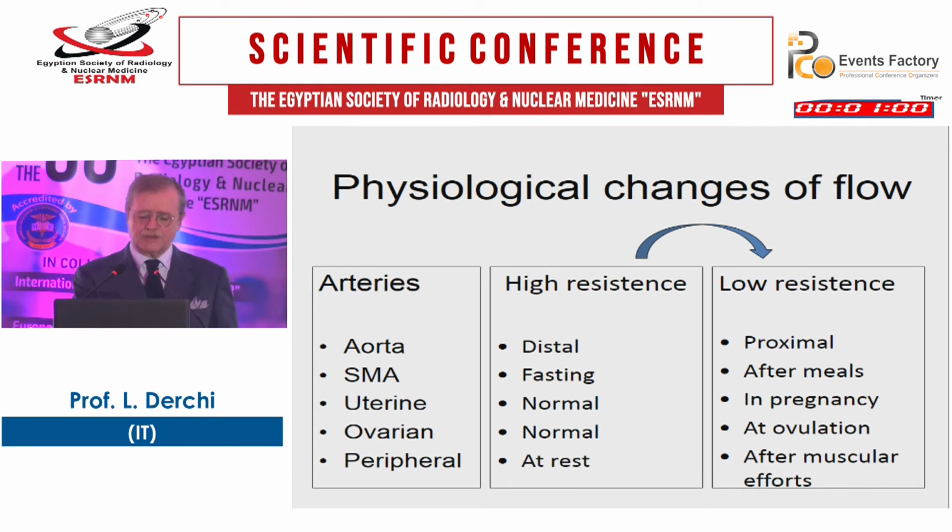This can be seen in the aorta. The distal part has high resistance, the lower; the resistance is lower in the proximal part, before it goes to the liver and the kidneys. The superior mesenteric artery: high resistance in fasting, low resistance after meals. Uterine: normal, high resistance; in pregnancy, low resistance, and so on.